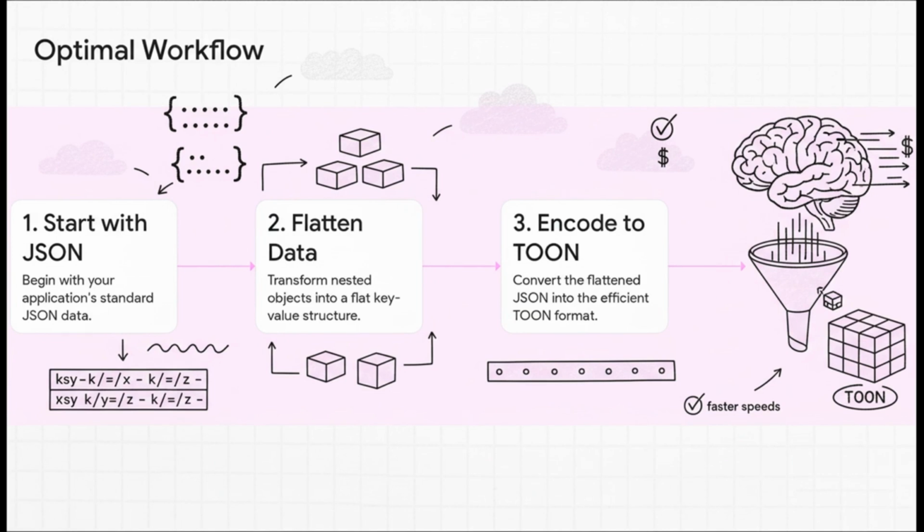You start with your normal JSON data in your app. Step 2, you run it through a flattening utility. Step 3, you encode that nice flat data into the super efficient TOON format. And the final step, you send that optimized payload to the LLM and just reap the benefits of fewer tokens and faster speeds every single time.